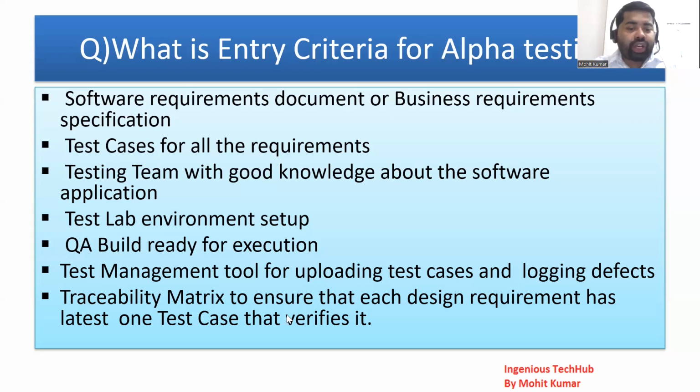Then we have a traceability matrix. The traceability matrix is a complete summary of your complete testing, right? We will also have a separate video on what the traceability matrix is in a coming session, so don't worry. It's like a complete summary of whatever testing we have done, to ensure that each design requirement has at least one test case that verifies it. So this is the entry criteria. If you have everything, then you can start your alpha testing.